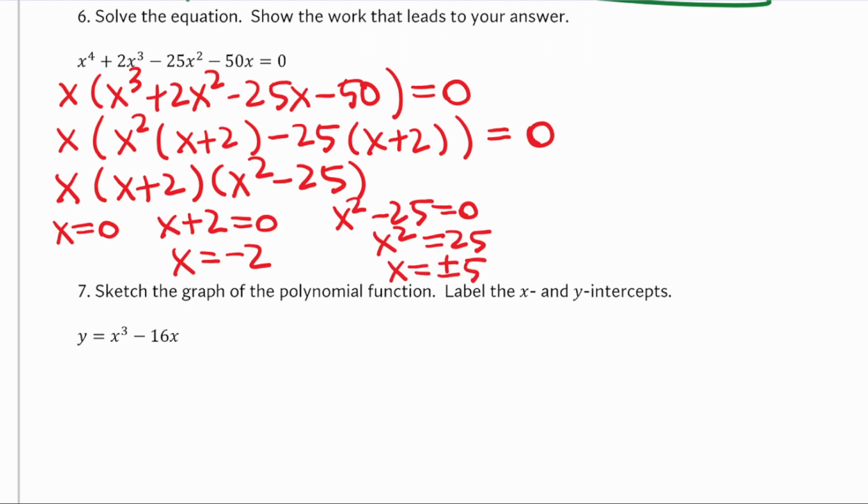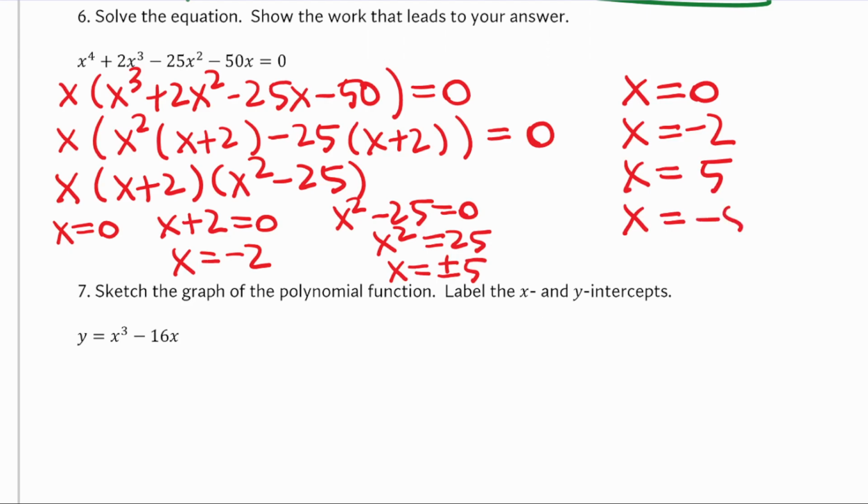So in total, to give whoever's grading my quiz a really good chance of seeing all of my answers and not just missing something, I'm going to go off to the side and list my solutions. X equals 0, x equals negative 2, x equals positive 5, and x equals negative 5.